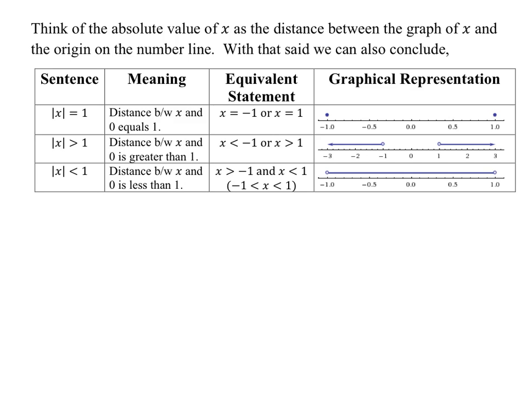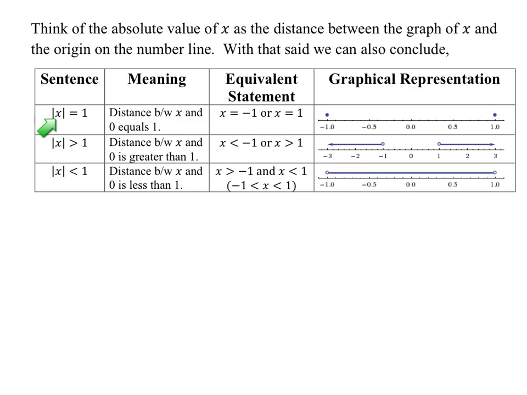Let's take a look at a simple diagram or chart to explain how absolute value works. When we think about it as the distance between the graph of x and the origin on the number line, here's what we say. This right here, absolute value of x equal to 1. What could go in for x to make that statement true? Negative 1 or positive 1. Will and Niles said negative 1 or positive 1. They're absolutely right. On the number line, there's the negative 1, there's the positive 1.